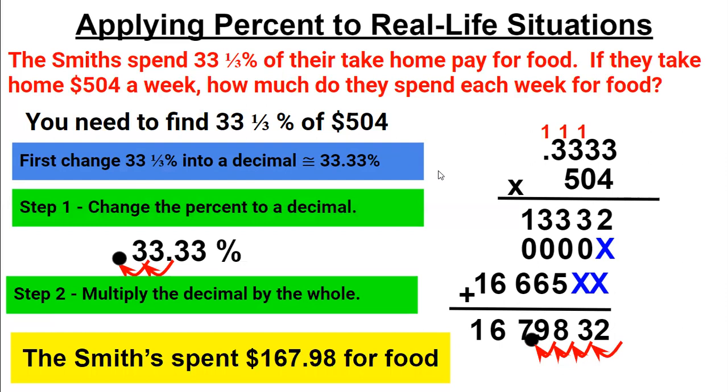And that seems about right. It should be under half, and half of 504, because that'd be 50%, right, is 202. So it should be under 202, and it is. So it is reasonable. Okay, let's look at another one.